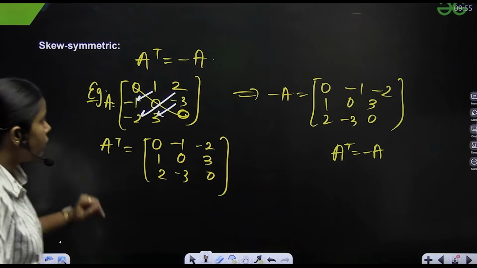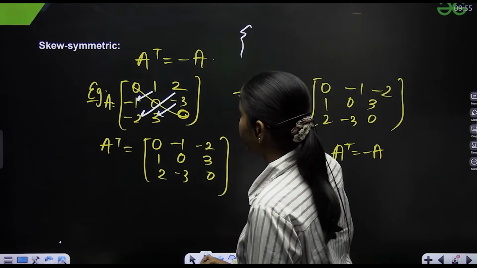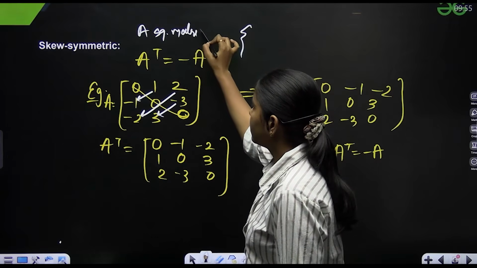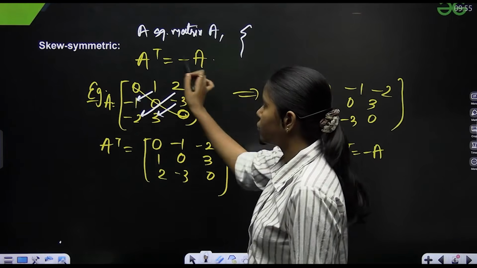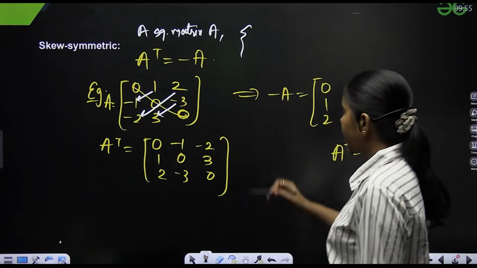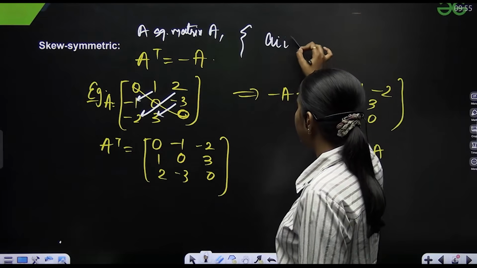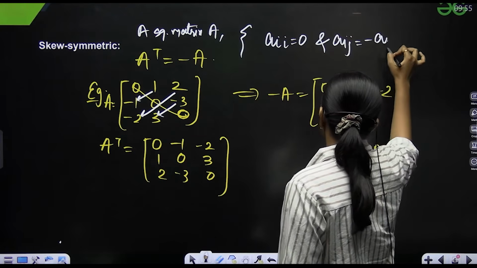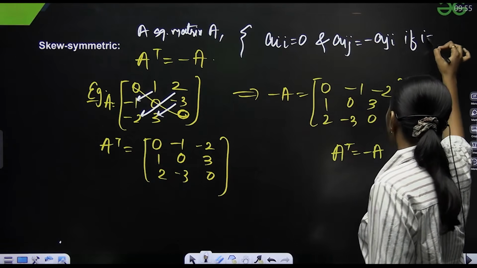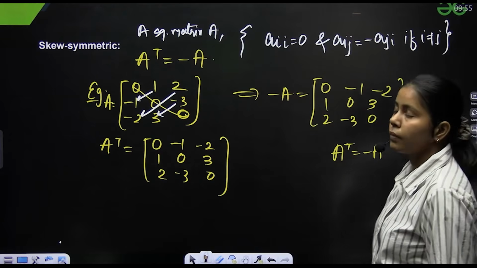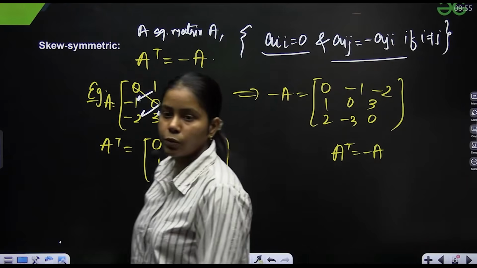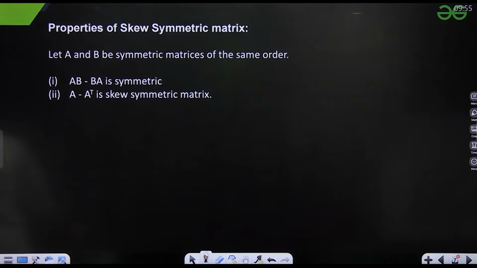Now, can I say that, by the definition of a skew-symmetric matrix, first of all, A should be a square matrix. A square matrix A would be skew-symmetric if A transpose is equal to minus A. So this definition means Aii is equal to 0 and Aij is equal to minus Aji if i is not equal to j. The diagonal entry is 0 and the elements above the diagonal are negatively equal to the elements below the diagonal. So we have some properties of skew-symmetric matrices.